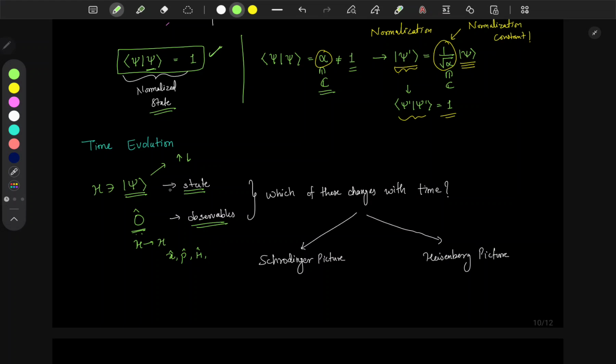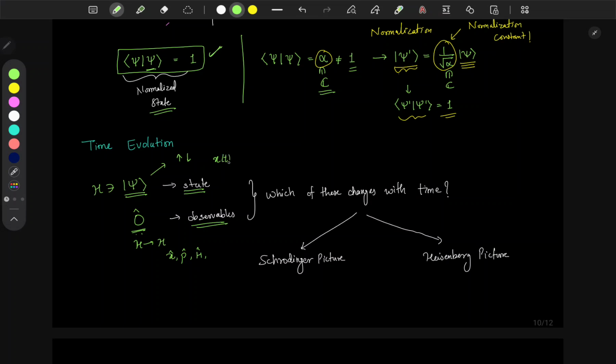Now, here's the big question: what does change with time? Is it the state which changes with time, or the observable? You might think, okay, the state changing with time makes sense, because a state is what generally changes with time. Even in classical mechanics, the state was represented by the position and momentum and other variables, and it is these variables which changed with time, right?